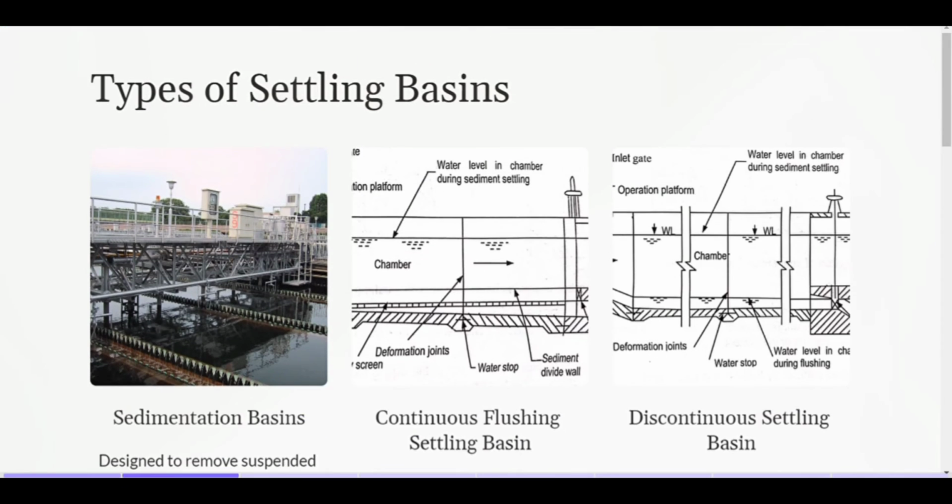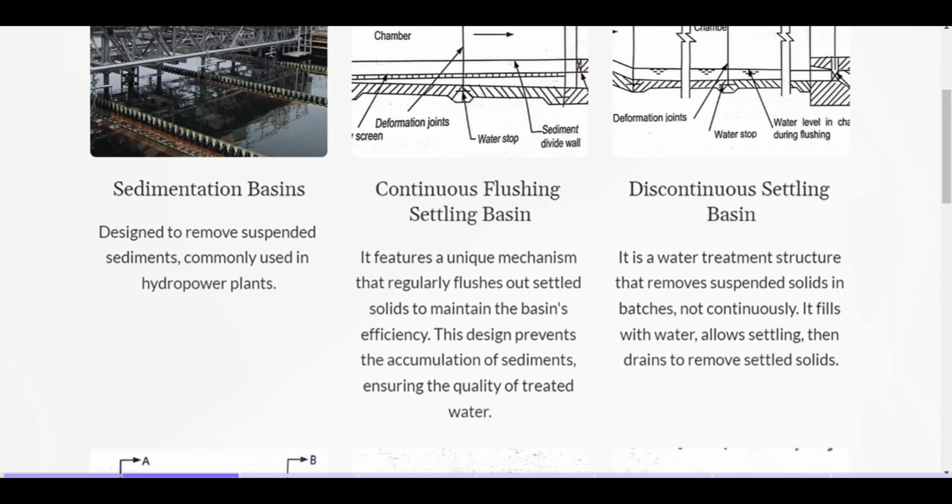Types of settling basin: sedimentation basins designed to remove suspended sediments, commonly used in hydropower plants. Continuous flushing settling basin. It features a unique mechanism that regularly flushes out settled solids to maintain the basin's efficiency. This design prevents the accumulation of sediments, ensuring the quality of treated water.